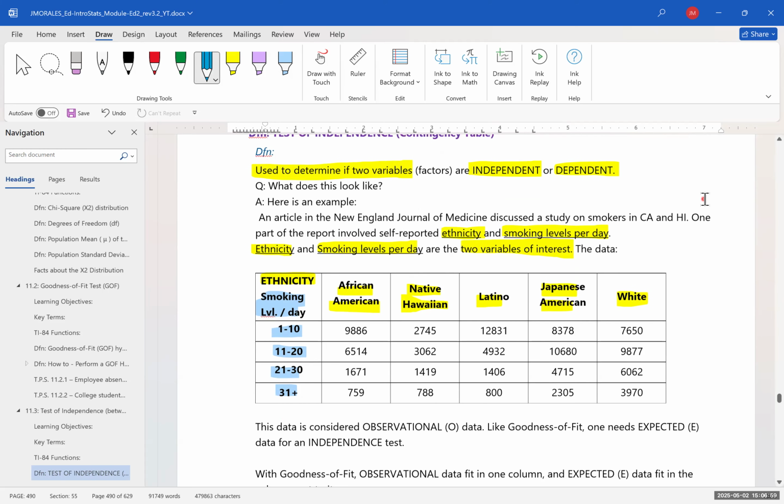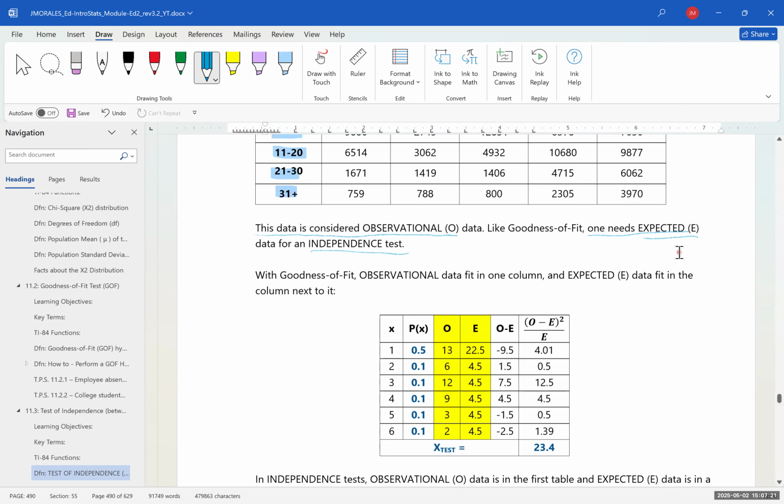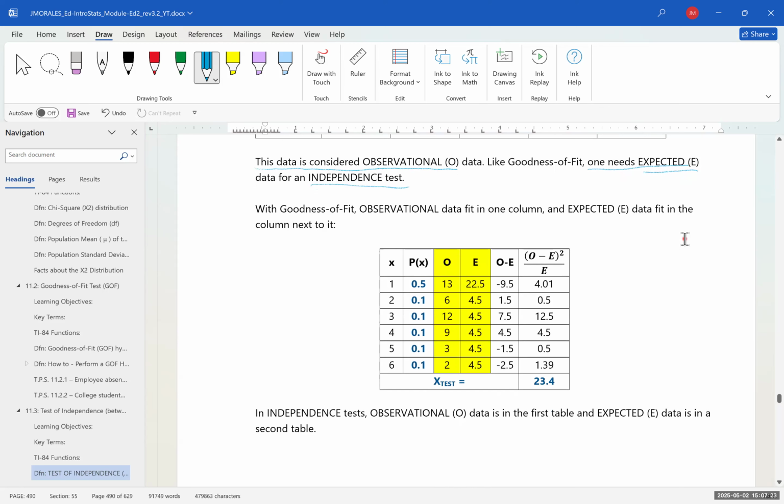All right. So this data is considered observational data. This is data that was collected from a survey. This is your sample data. Like goodness of fit, one also needs expected data for an independence test. Now, with goodness of fit, observational data fit in one column and expected data fit in a second column.